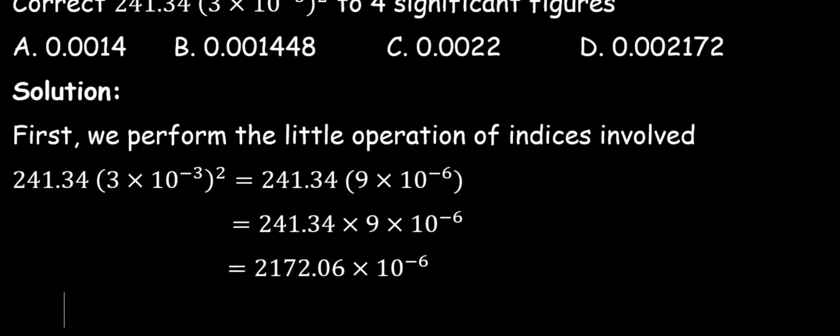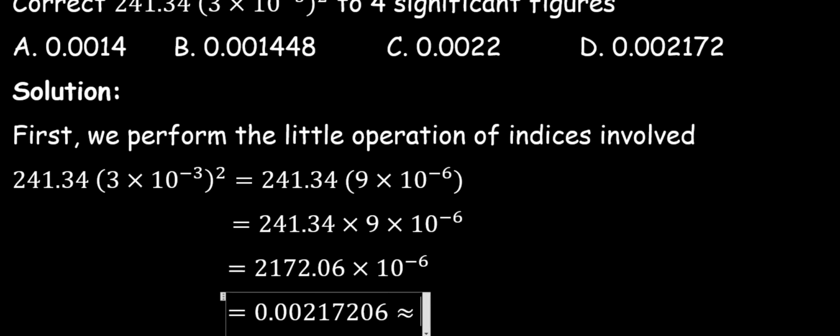We can now proceed conveniently, changing to decimal point now, moving our decimal point based on the indices involved there, which will now give us 0.00217206. This is our answer, but we are now going to perform 4 significant figures. We correct the answer to 4 significant figures, and that will give us approximately equal to 0.002172.